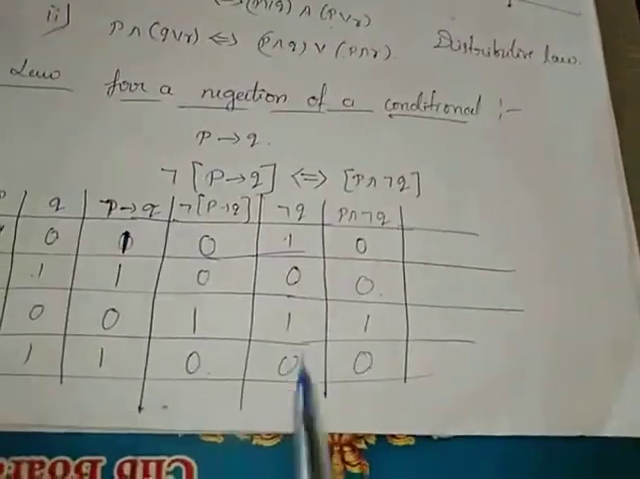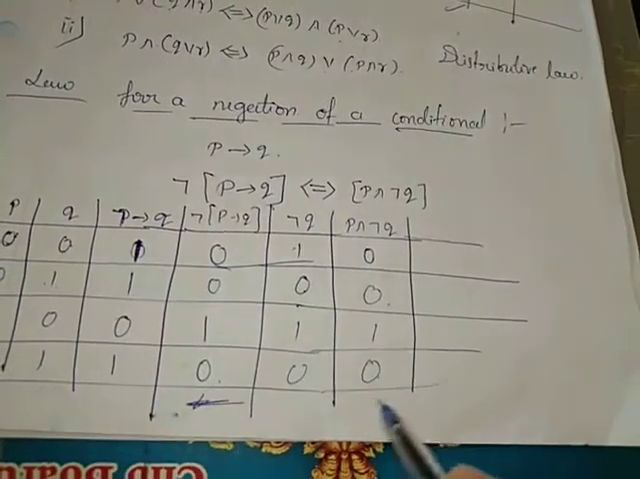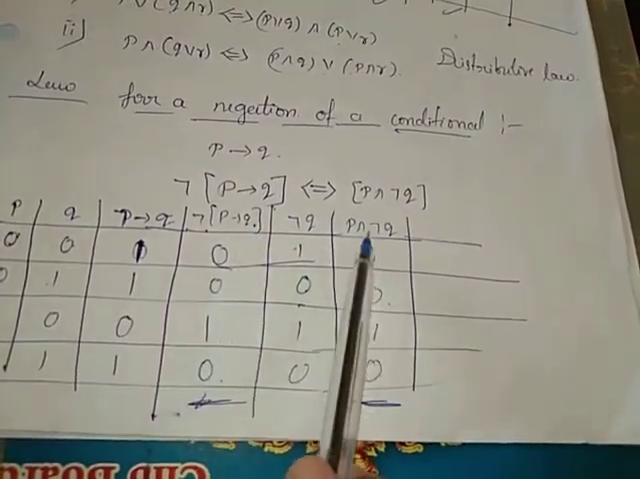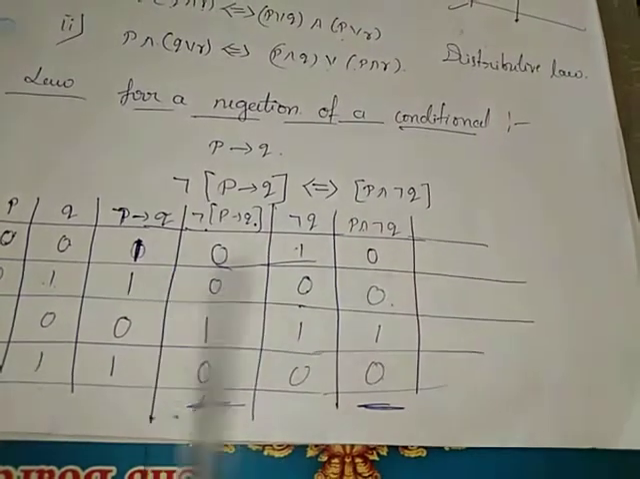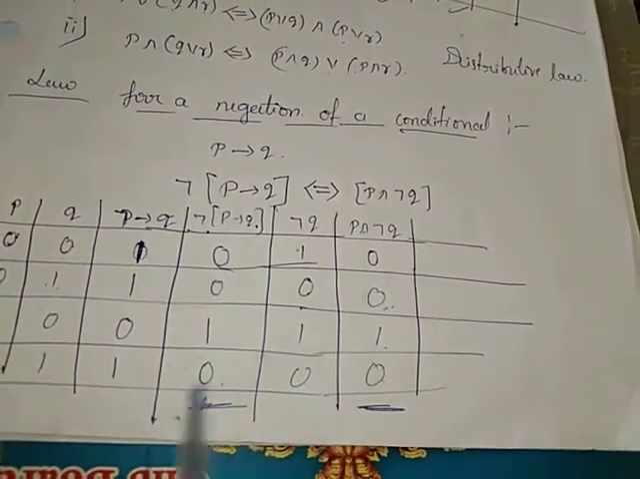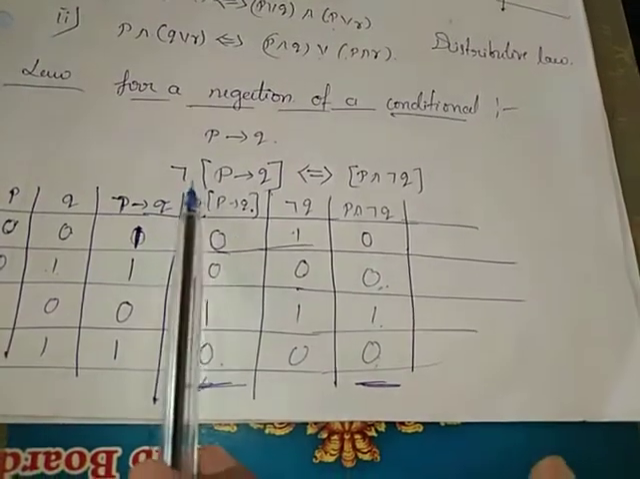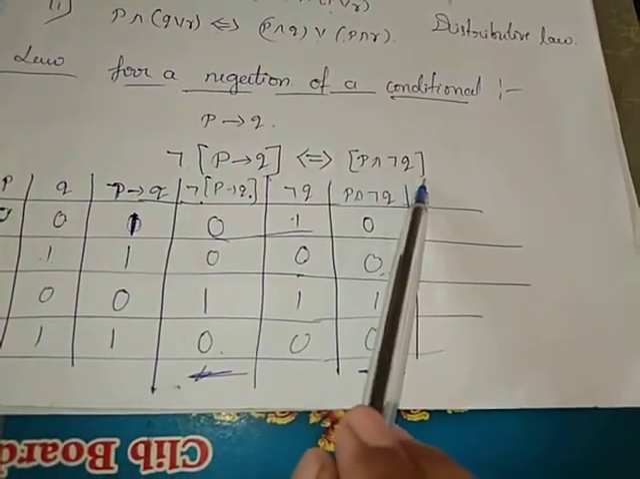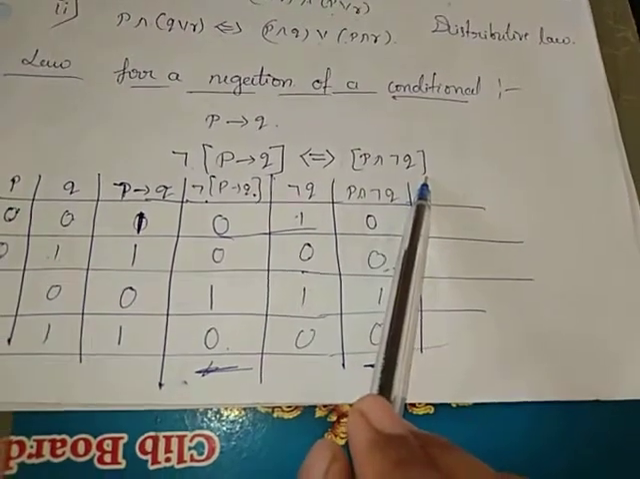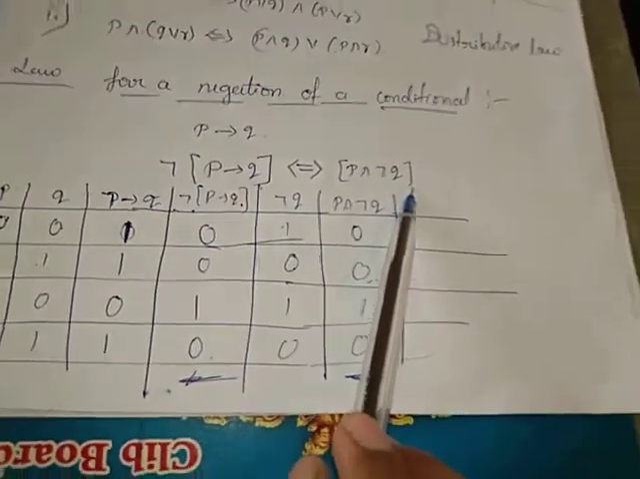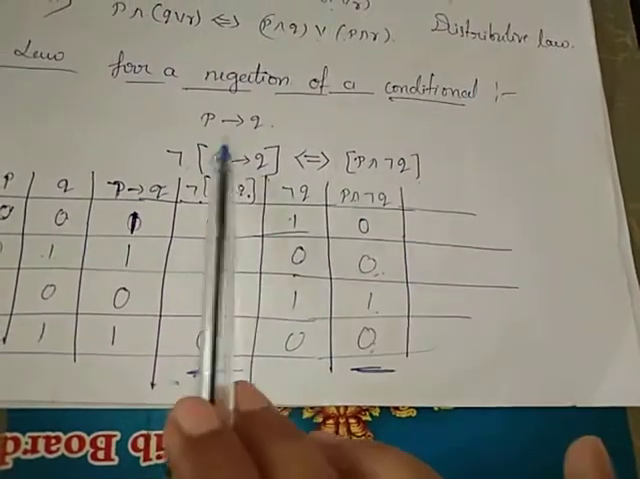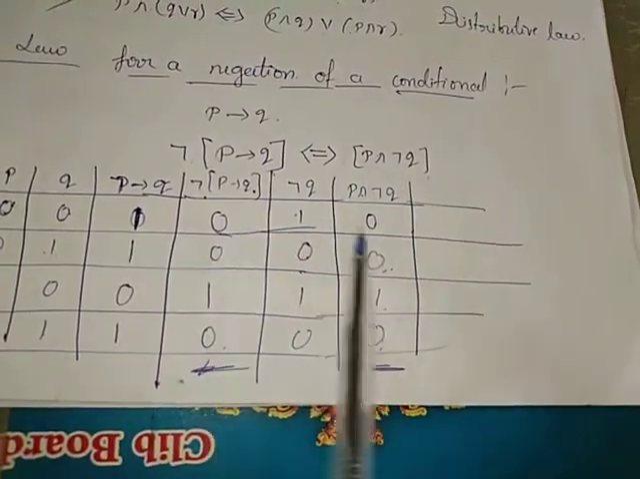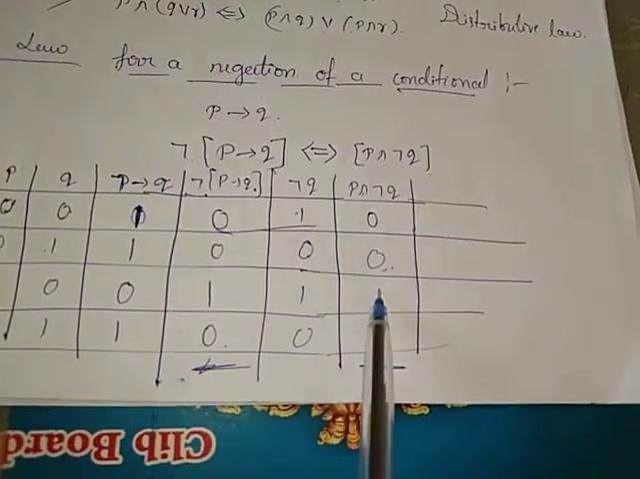Now see the entries of this column and this column. Negation of (P implies Q) and P and negation of Q are both equivalent. Therefore, negation of (P implies Q) is equivalent to P and negation of Q. These are equivalent propositions, which are also called identical propositions.